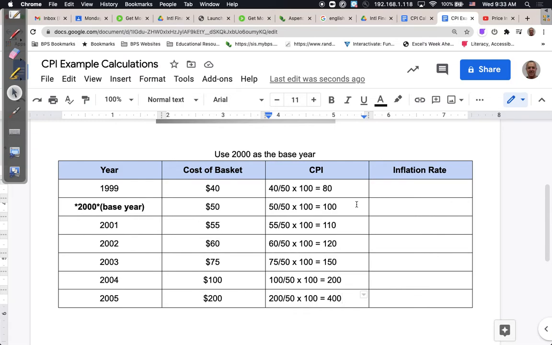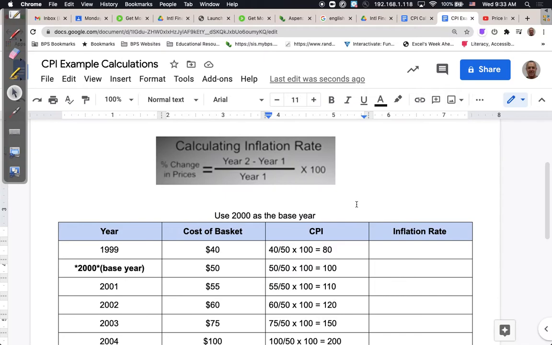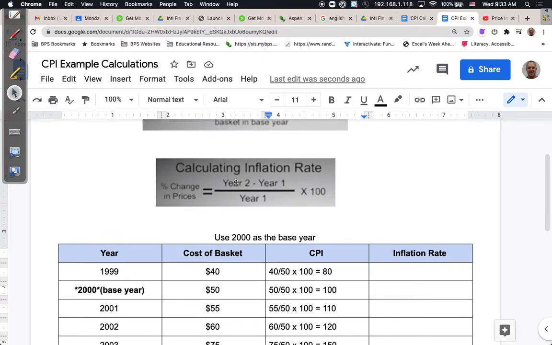All right. Now, the inflation rate. All right. Your formula here is the difference. So there's no base year for inflation rate. It's just comparing to the previous year. All right. So we don't have the previous year's information for 1999.